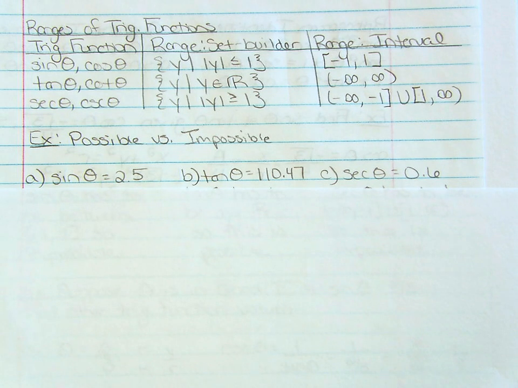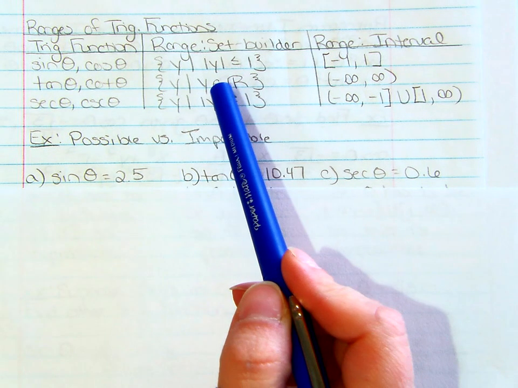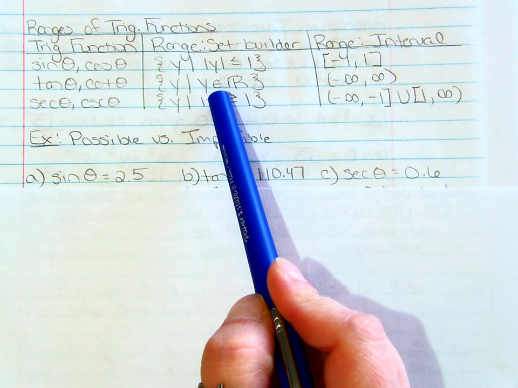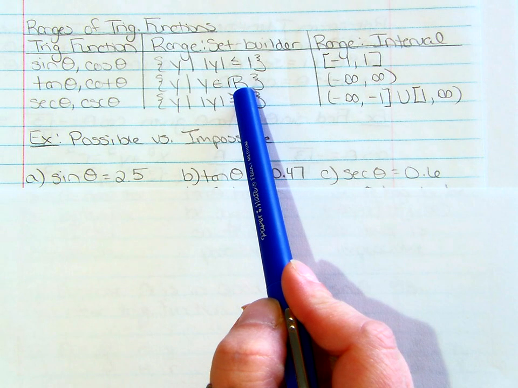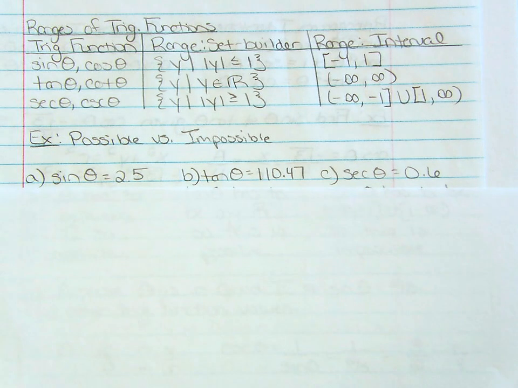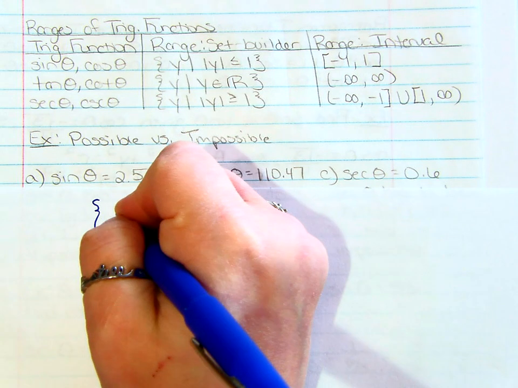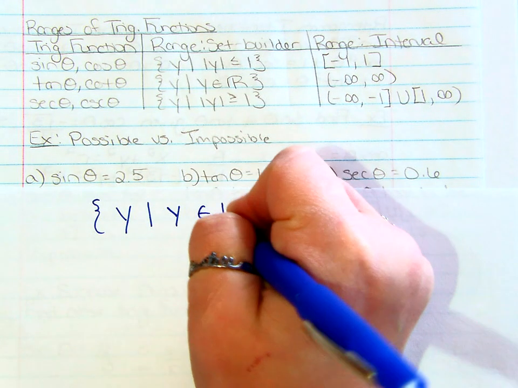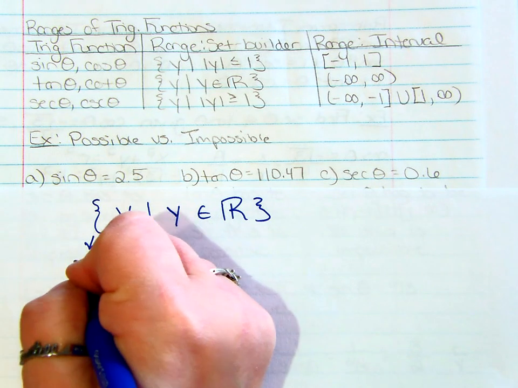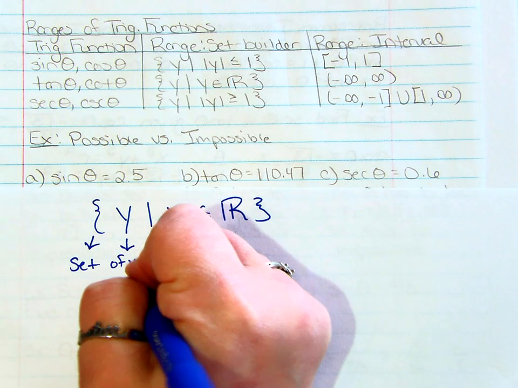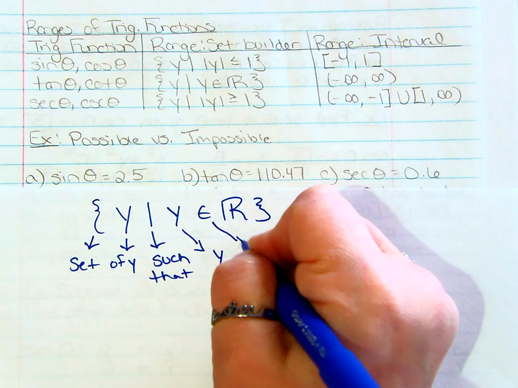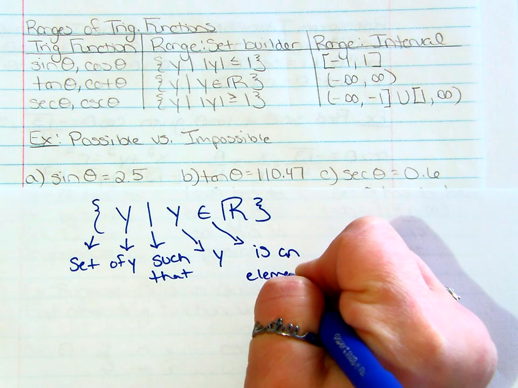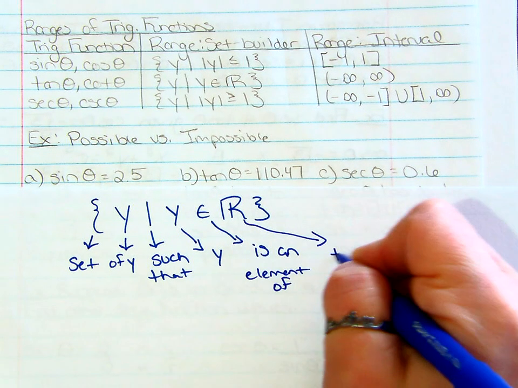For tangent theta, cotangent theta, it says the set of y such that y is an element of, this weird little e means "is an element of," and then this weird looking R is a symbol for the real numbers. So I guess I can write that one here with some words so that you can see how it actually works. Set of y such that y is an element of the real numbers.